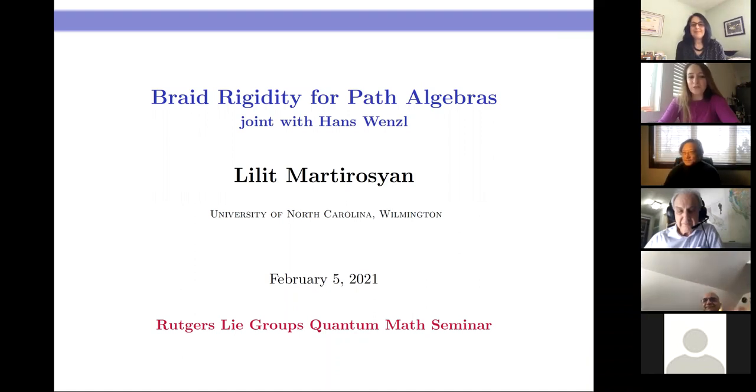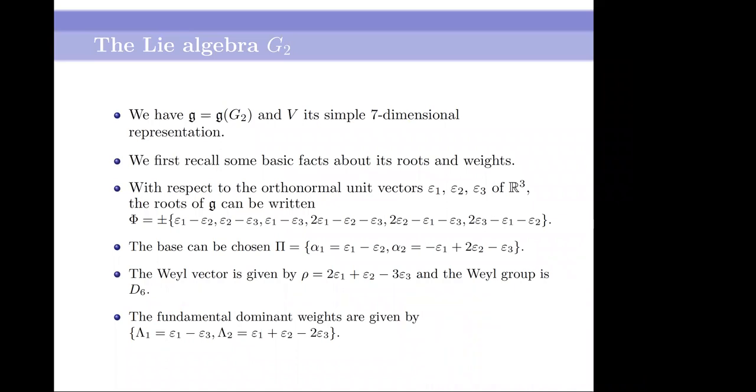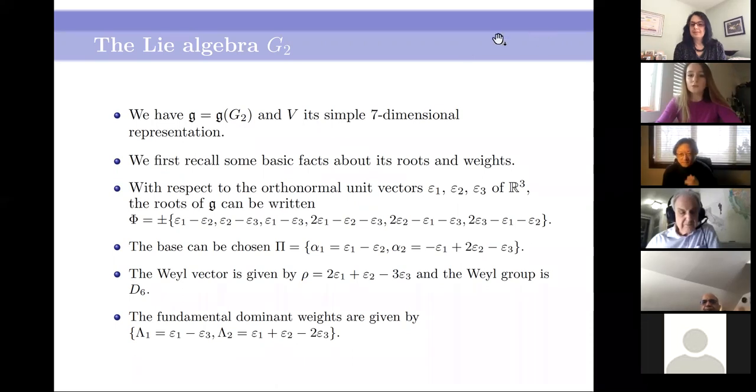I will talk about braid rigidity for path algebras. This is joint work with Hans Wenzel. I will start with the exceptional Lie algebra of G2 type; G will be the Lie algebra, and V will be the simple 7-dimensional representation. First of all, I will recall some facts about the basic roots and weights of this Lie algebra.